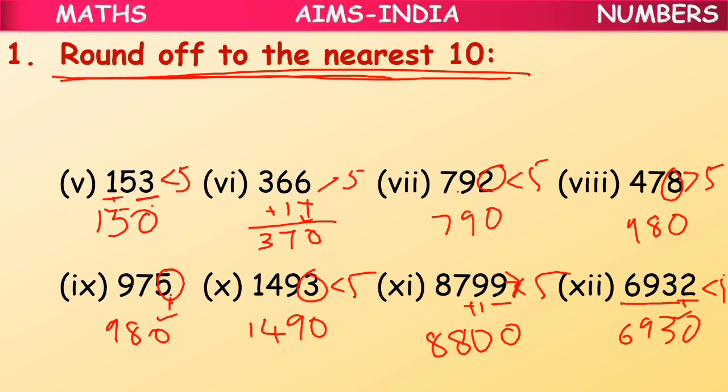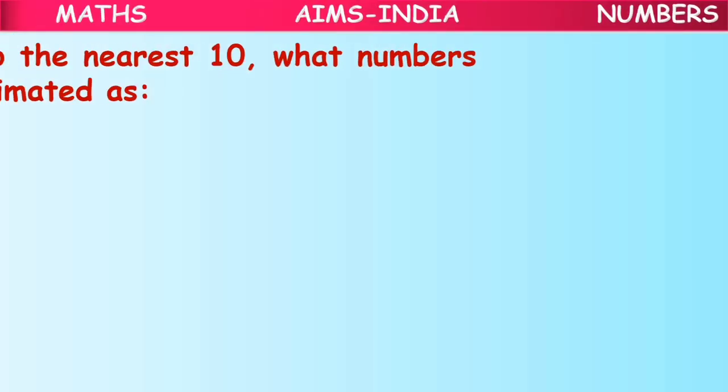Yes, students, this is clear, right? For rounding of a number to the nearest 10, we look at the digit in the ones place. If it is less than 5, we round it down, and if it is 5 or greater than 5, then we round up. Moving to the next questions.